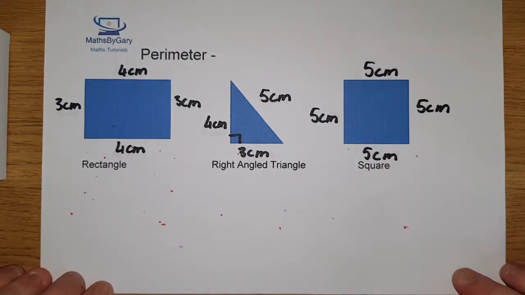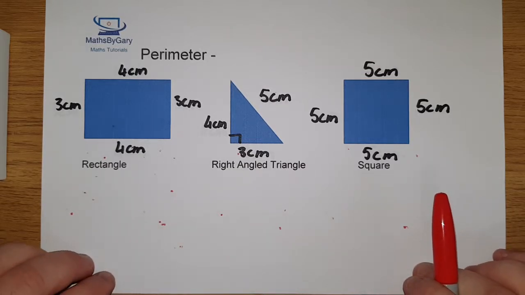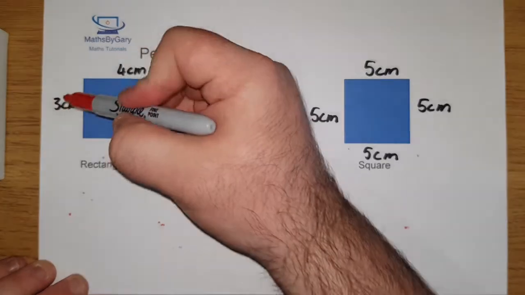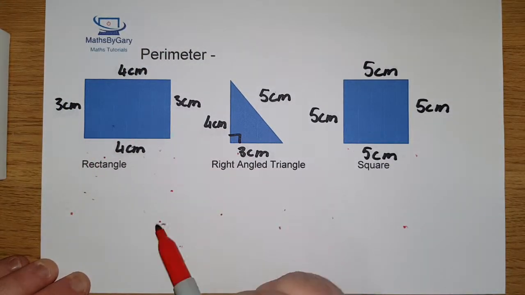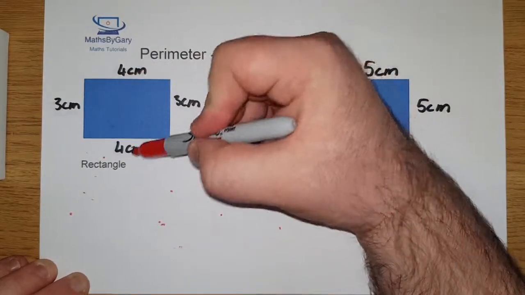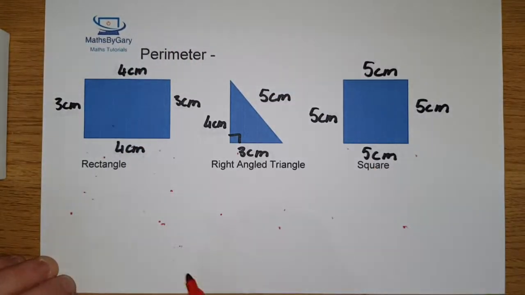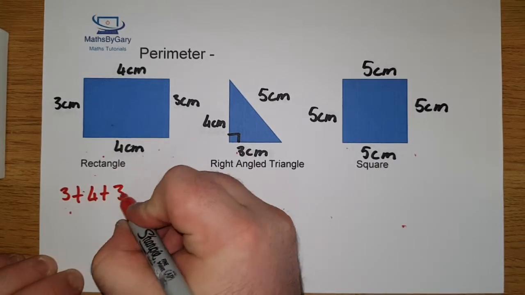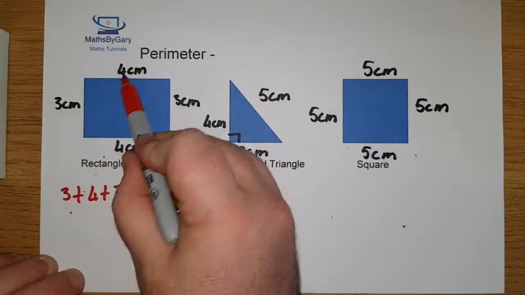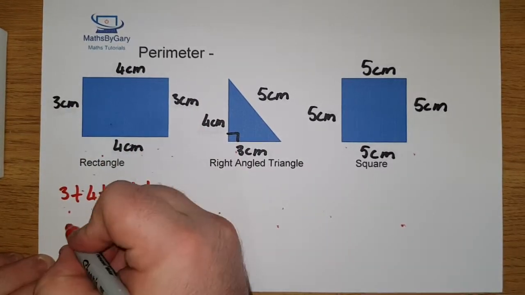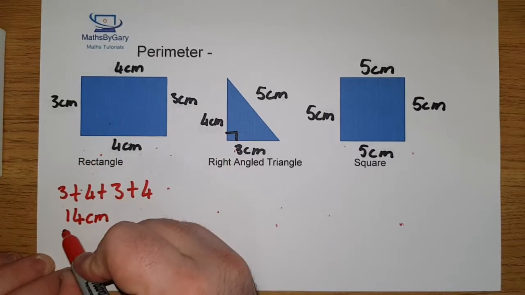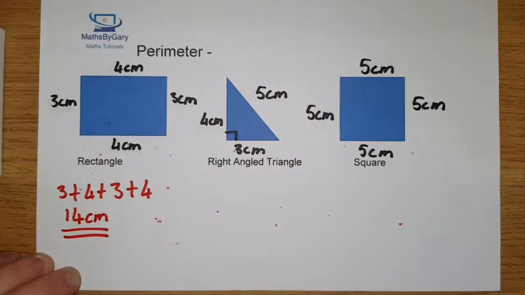So first of all, we're going to look at the perimeter of the rectangle. To get the perimeter of the rectangle, what we have to do is add up the four sides of the rectangle. Note that two sides are the same. We have 3 and 3, and the other two sides of the rectangle, 4 and 4. So in order to get the perimeter, we simply add 3 plus 4 plus 3 plus 4, which gives us 14. Remember the units, 14 centimetres. So the perimeter of the rectangle is 14 centimetres.